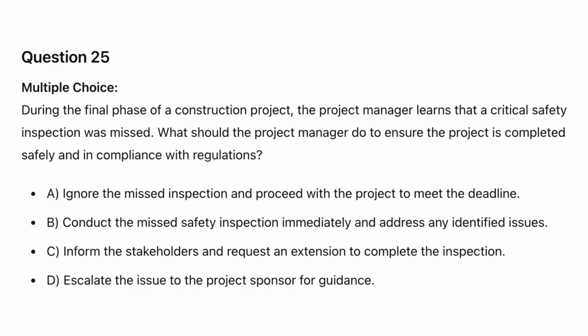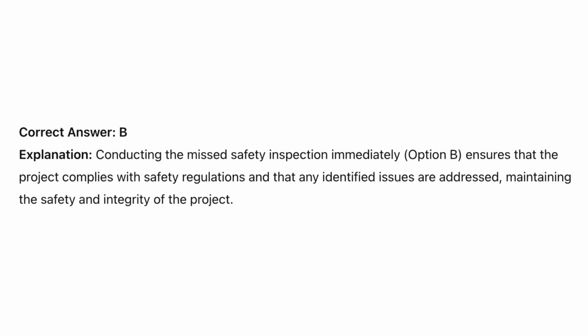A. Ignore the missed inspection and proceed with the project to meet the deadline. B. Conduct the missed safety inspection immediately and address any identified issues. C. Inform the stakeholders and request an extension to complete the inspection. D. Escalate the issue to the project sponsor for guidance. Correct answer B. Explanation. Conducting the missed safety inspection immediately, option B, ensures that the project complies with safety regulations and that any identified issues are addressed, maintaining the safety and integrity of the project.